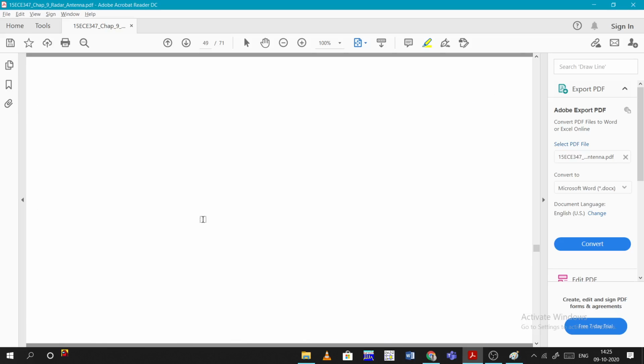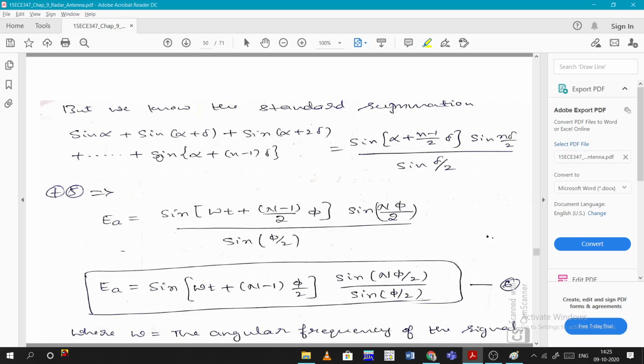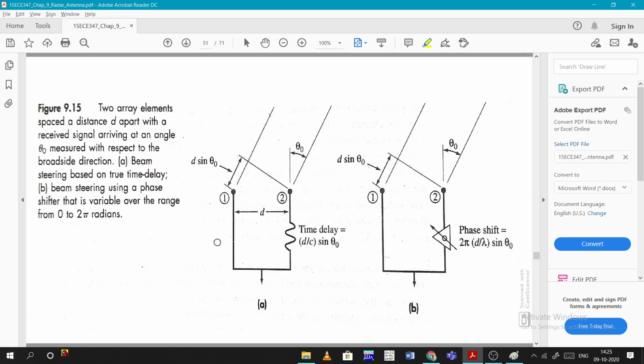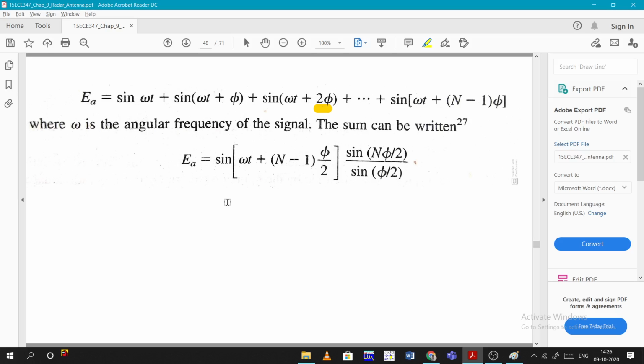That means every antenna has a different phase, but changing in arithmetic progression only. So it's fine. So that's the expression we found. Now, W is the angular frequency of the signal, N is the number of antennas, and E is the total sum of voltages.